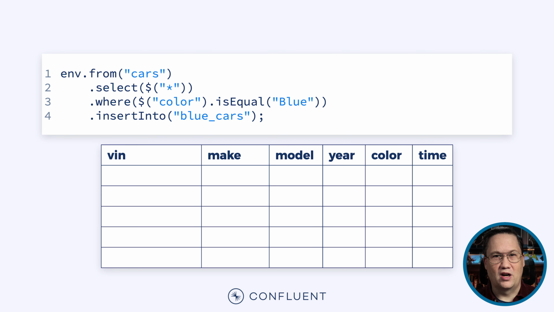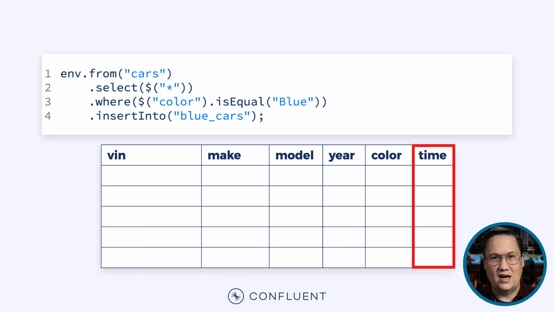However, there's more to this story. I have shown a simplified view that would apply if we were using a database table. However, with streaming data, things work differently. Let's go back to looking for blue cars. This time, rather than assuming that the table is fully populated, we'll stream the data from the beginning.